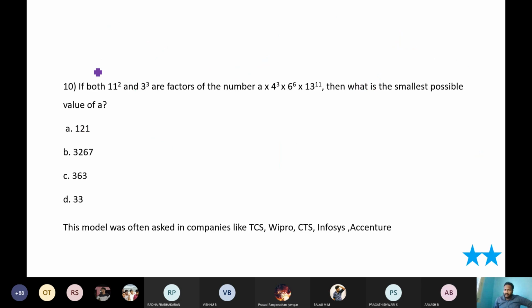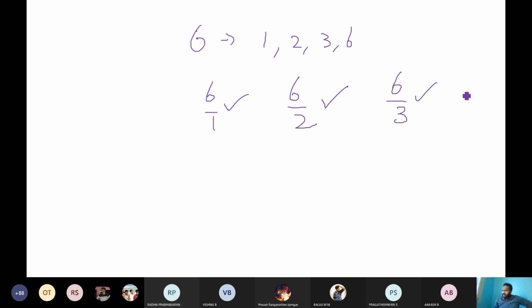Now listen here. Now this is my actual question. If both these numbers are factors of these numbers, what do you mean by factors? If A is a factor of B, then B by A should be divisible. For example, if we take 6, what are the factors of 6? 1, 2, 3, and 6. So 6 by 1 should be divisible. 6 by 2 should be divisible. 6 by 3 should be divisible. 6 by 6 should be divisible.